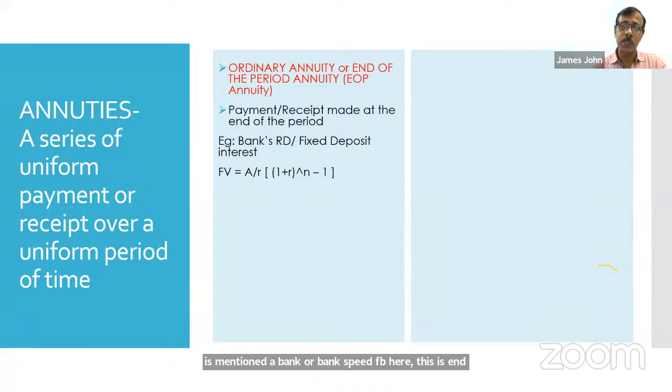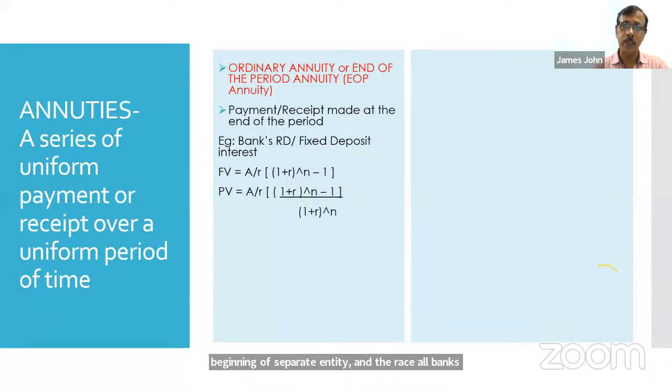Otherwise, in the question, they will specifically mention a person is receiving at the beginning of a year or at the beginning of a month or beginning of a quarter. If specifically they mention, then it is beginning of the period annuity. Otherwise, all bank deposits are end of the period annuity.